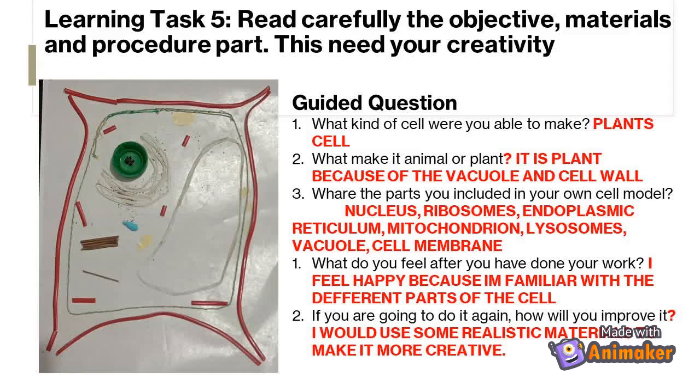1. What kind of cell were you able to make? Answer. Plant cell. 2. What makes it animal or plant? Answer. It is plant because of the vacuole and cell wall. 3. What are the parts you included in your own cell model? Answer. Nucleus, ribosomes, endoplasmic reticulum, mitochondrion, lysosomes, vacuole, and cell membrane. 4. What do you feel after you have done your work? Answer. I feel happy because I am familiar with the different parts of the cell. 5. If you are going to do it again, how will you improve it? Answer. I would use some realistic materials to make it more creative.